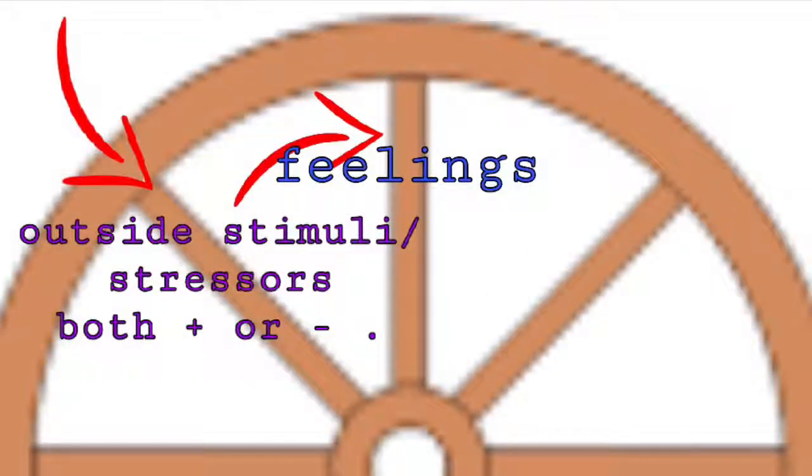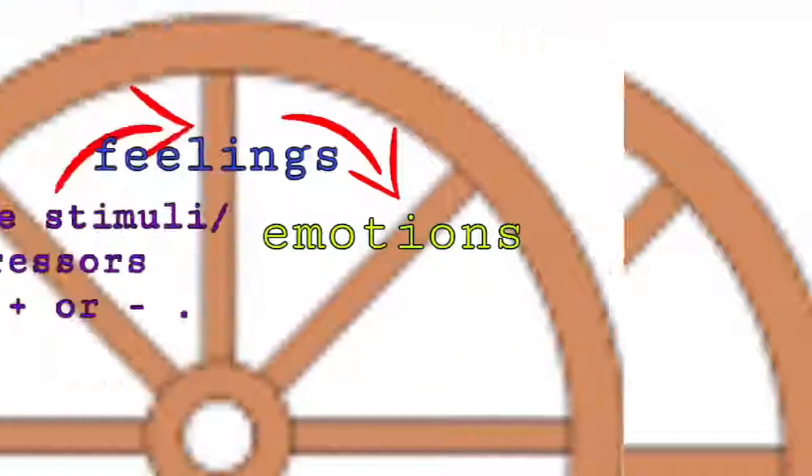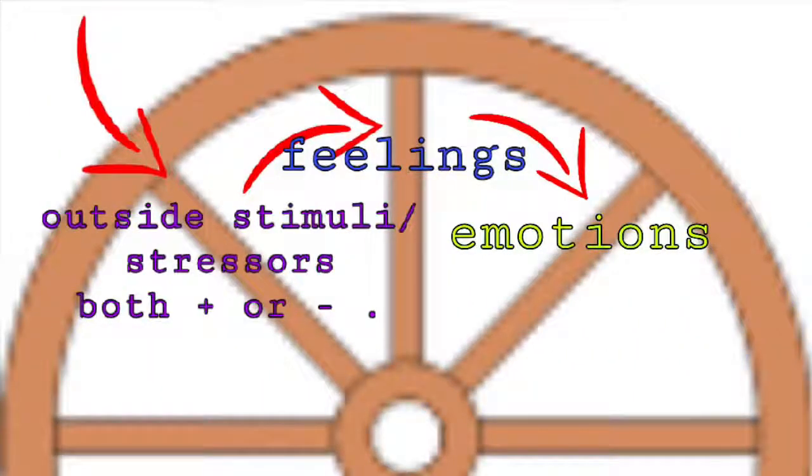These outside stimuli or stressors immediately engage your feelings. If you had a bad day at work or you lost your job, you're going to feel sad. If you're having a birthday party or a wedding shower, you're going to be happy, positive or negative. This in turn brings your emotions into play. Now, the word itself, emotion, recognizes an action involved. So you lost your job, your feelings are sad, so you're going to be depressed. So there's a little action to it.